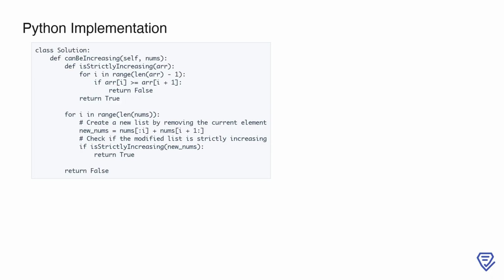The main function, canBeIncreasing, iterates over all indices of the input array nums. At each iteration, it removes the element at the current index and creates a new array, new_nums. It then checks if this modified array is strictly increasing using the isStrictlyIncreasing function. If any such removal results in a strictly increasing array, the function immediately returns true. If no single removal satisfies the condition, the function returns false, indicating that the array cannot be made strictly increasing even after removing one element. This implementation is efficient for small input sizes, as it leverages a helper function and simple iteration.